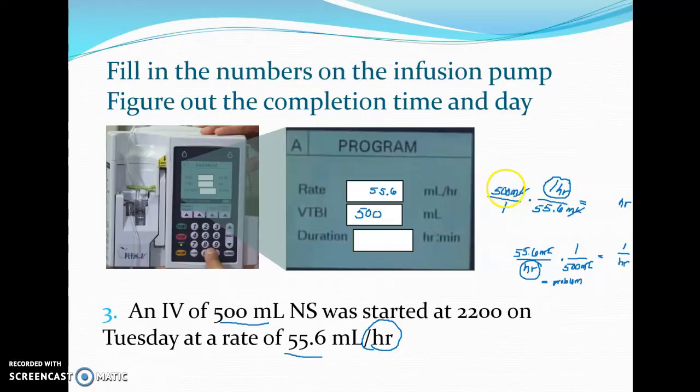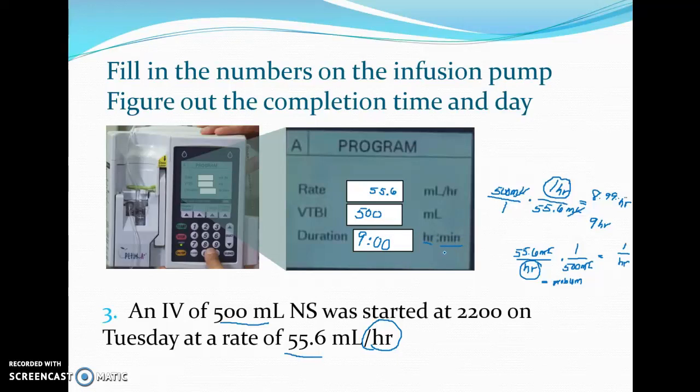Okay? So I'm going to take out my calculator and I type in 500 and divide by 55.6, and when I do that math I get 8.99 and the decimal continues. Now normally we would have to convert this decimal into minutes, but because 0.99 is so close to a whole number, we're going to make this just plain old 9 hours. So the duration for this is 9 hours, no minutes, matching the format that I see here.